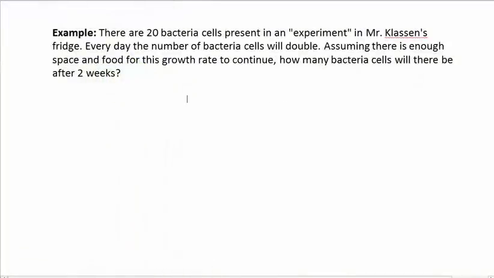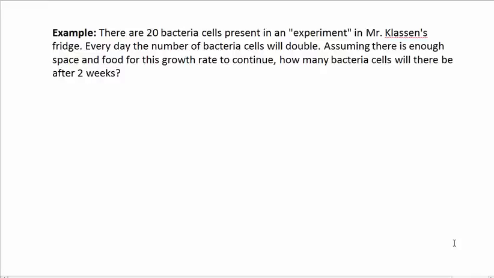Suppose there are 20 bacteria cells present in the refrigerator, and every day the number of bacteria cells doubles. So it'll be 20, 40, 80, and so on. Assuming this rate of growth can continue, how many cells will there be after 2 weeks? This is a geometric growth. This is multiplying by 2 every single day.